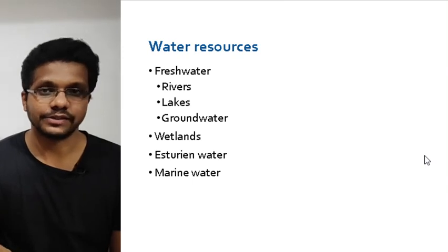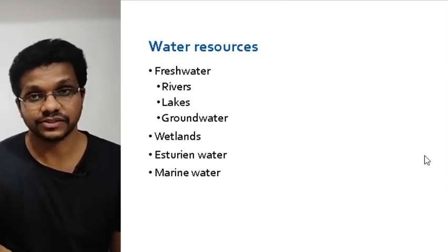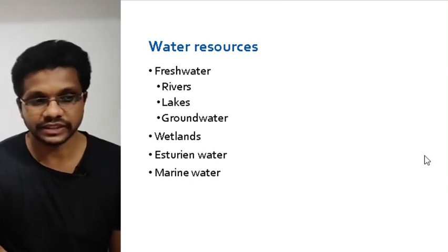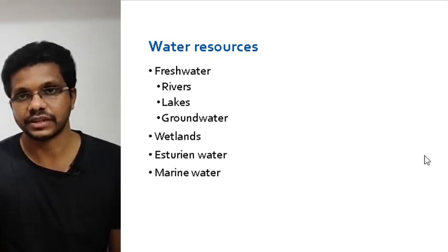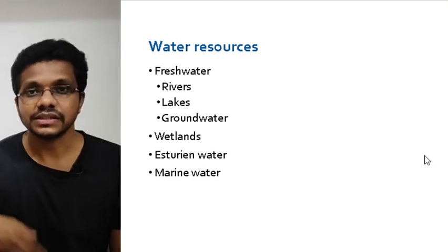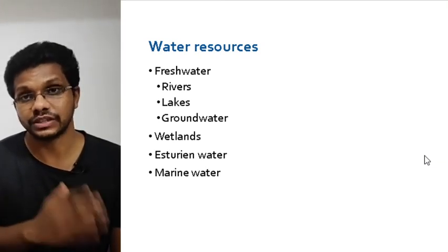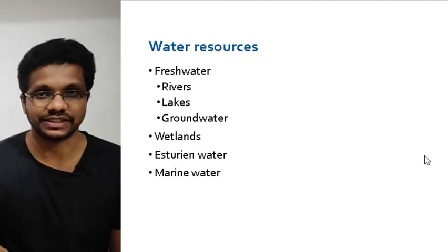And we have different water resources. The water resources can be freshwater resources, which include rivers, lakes, and groundwater. And we have wetlands. A wetland can be with freshwater or seawater. Estuaries are a mixture of seawater and freshwater. And finally, we have marine water.